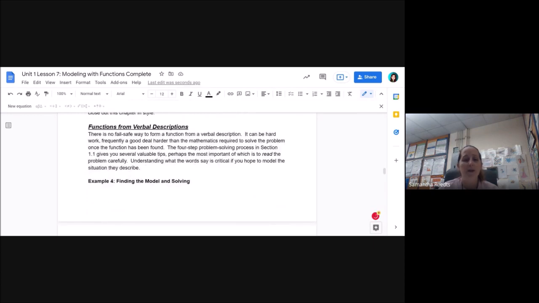There is no fail-safe way to form a function from a verbal description. It can be hard work, frequently a good deal harder than the mathematics required to solve the problem once the function's been found. The 4-step problem-solving process in section 1.1 gives you several valuable tips, perhaps the most important of which is to read the problem carefully. Understanding what the words say is critical if you hope to model the situation they describe.